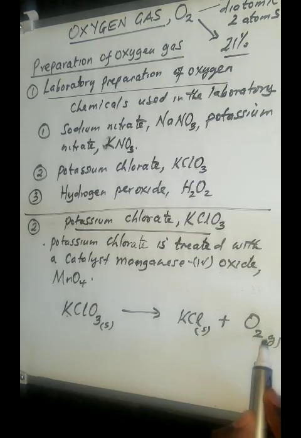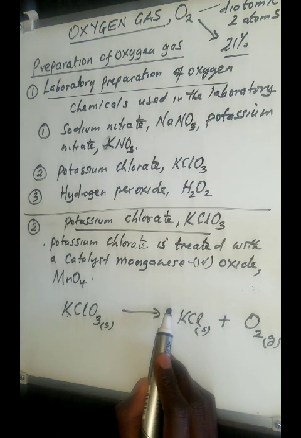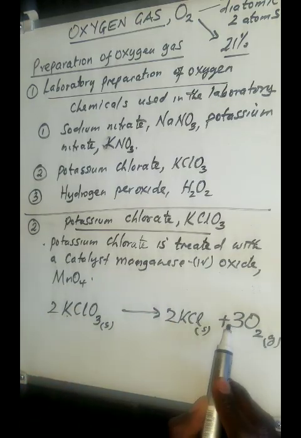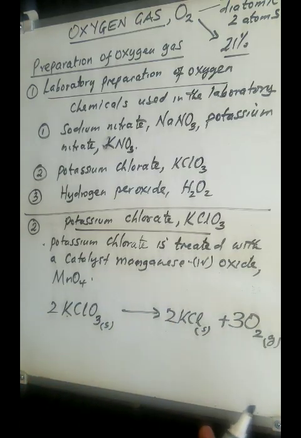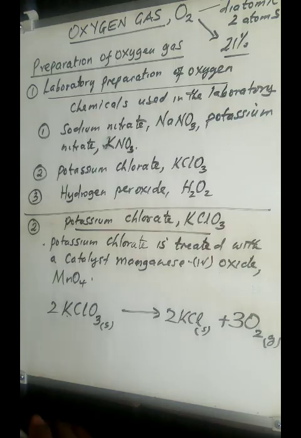It is going to be rebalanced. You can balance the whole equation. We can put a 2 there, a 2 there. We can also put a 3 there, then the whole equation is balanced. So this is what is done when you want to prepare oxygen using potassium chlorate.